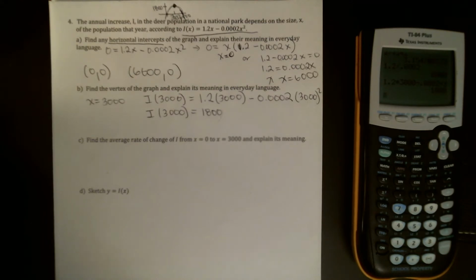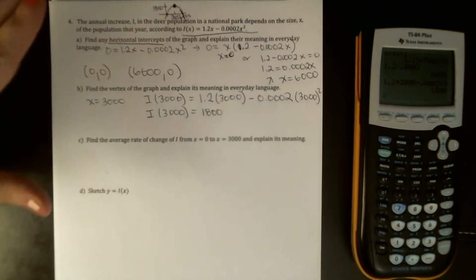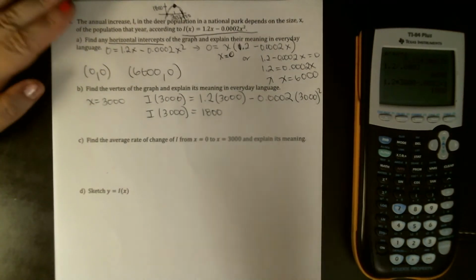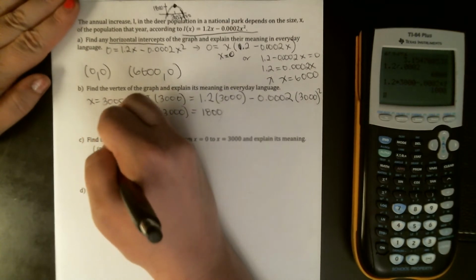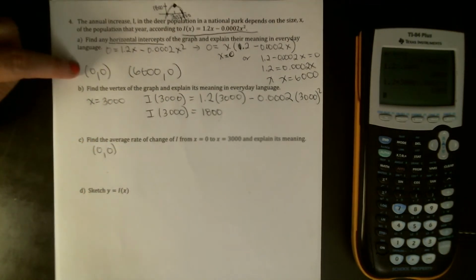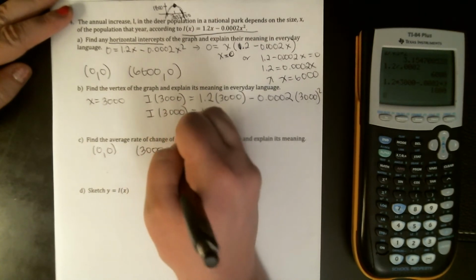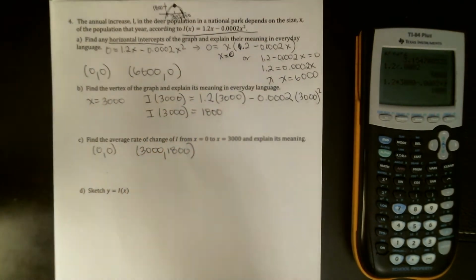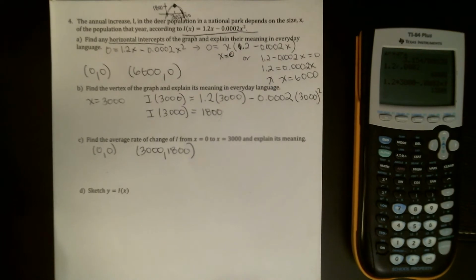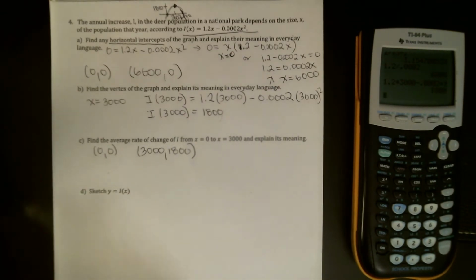Okay. Part C, we want an average rate of change from x equals 0 to x equals 3,000, and then to explain its meaning. So remember, average rate of change is just slope. So we have 2 points. When x equals 0, y is also equal to 0. And when x equals 3,000, y is equal to 1,800. So we're getting off a little easy here. We've already found both y coordinates. If you didn't have those, you'd have to do the work to plug your x's in to get a point.